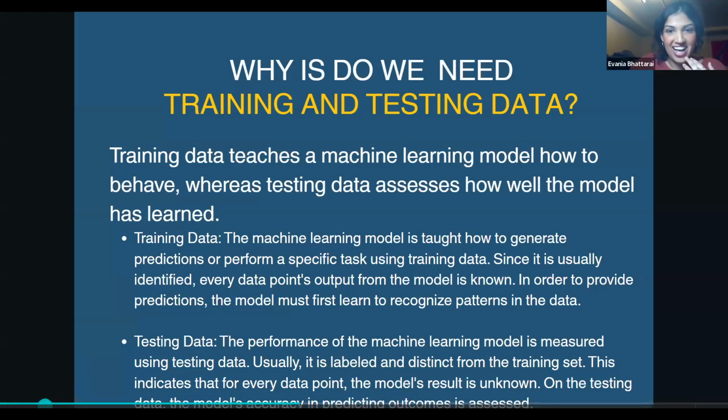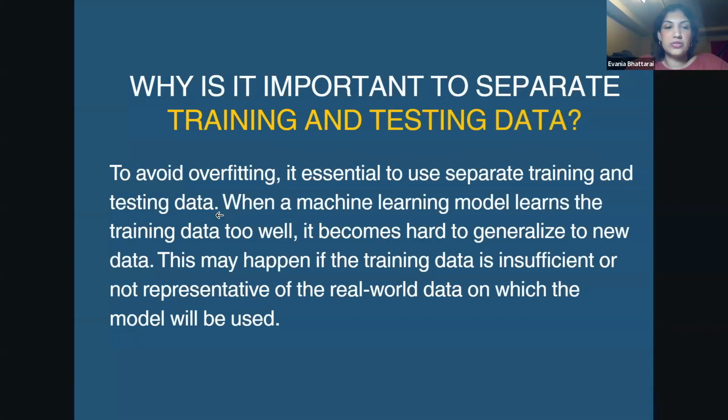Why is it important to separate training and testing data? Number one, it's to avoid overfitting. As I was saying earlier, it's essential to use separate training and testing data. That way, when you're testing, you have new data to work with, because if you don't separate it, then the training data you have may not be sufficient or representative of the real world data on which the model will be used.